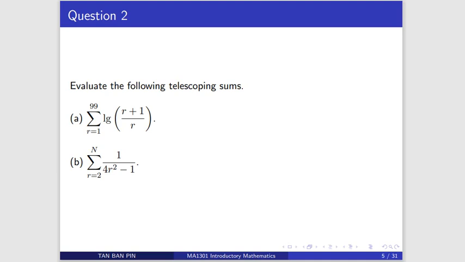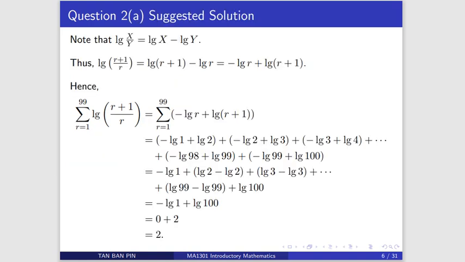In question 2a, you are asked to find this telescoping sum, the sum of log of (r plus 1) over r, for r from 1 to 99. Let's see why this is a telescoping sum. Recall that when we have log of x over y, we can write it as log x minus log y, and that's the reason why it becomes a telescoping sum.